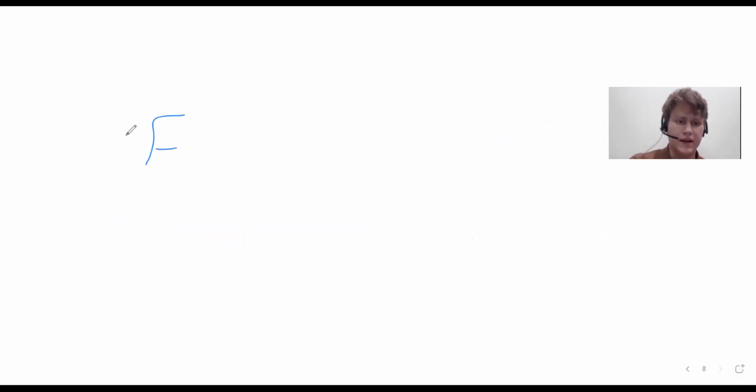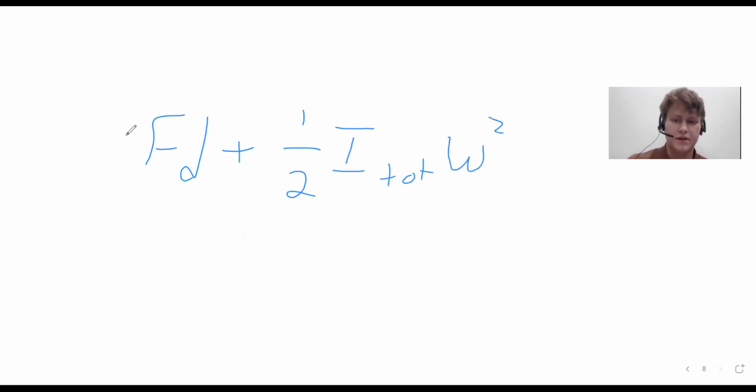So as before, we had FD plus 1/2 times the total angular inertia times the angular velocity squared, plus our internal energy. And so we have two things to worry about when thinking about our total inertia: the inertia of the disk and the angular inertia of the two little masses at the ends.